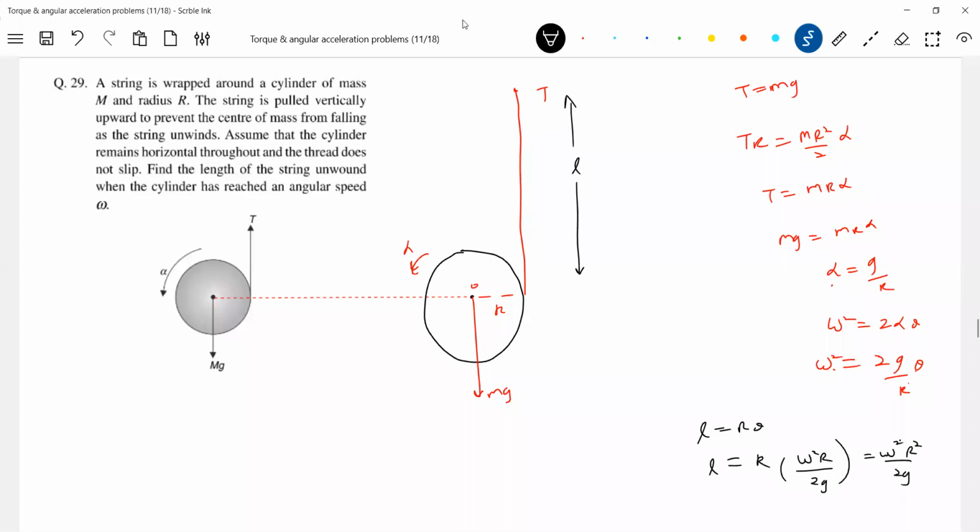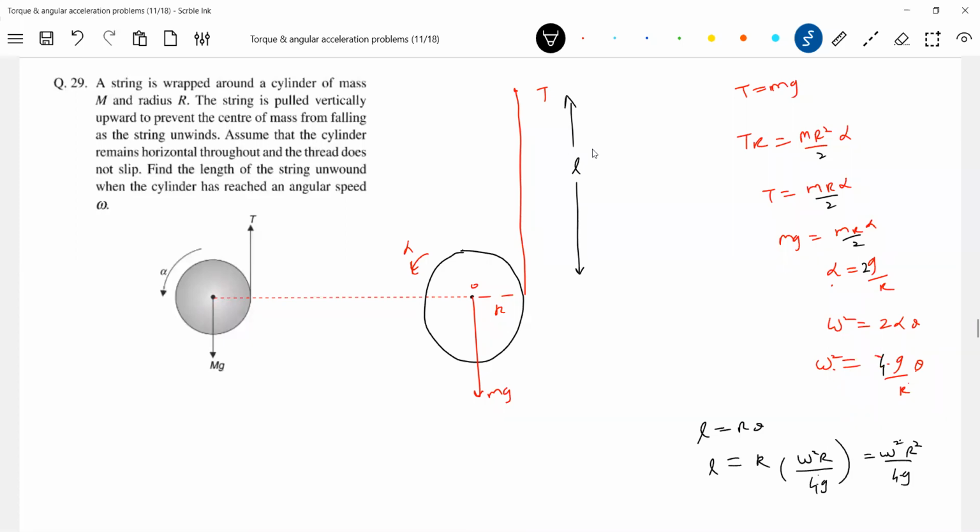Simple problems, you just have to get into the basic fundamentals here. M r square by 2, no, here 2 is missing. Then alpha will be 2g by r. Alpha will become now 4g by r. Check the calculation once.